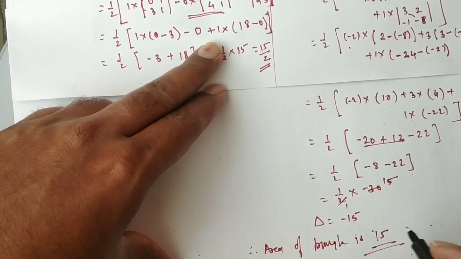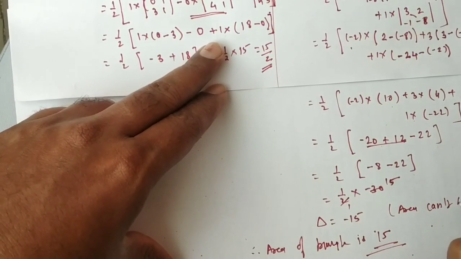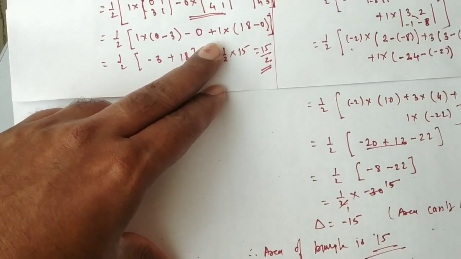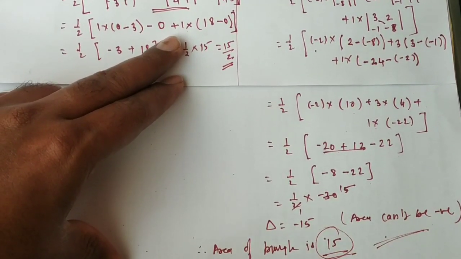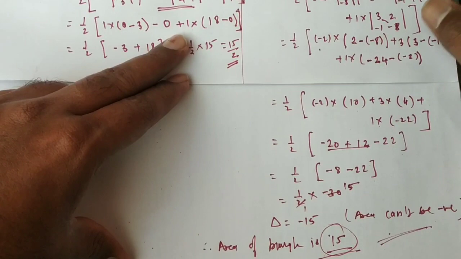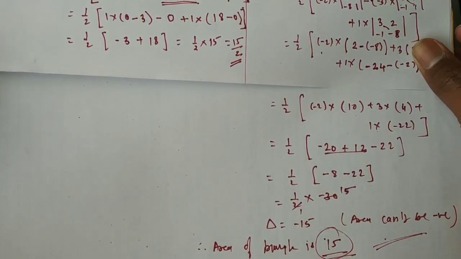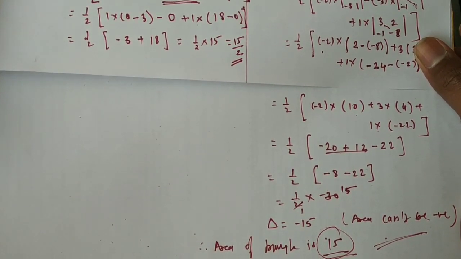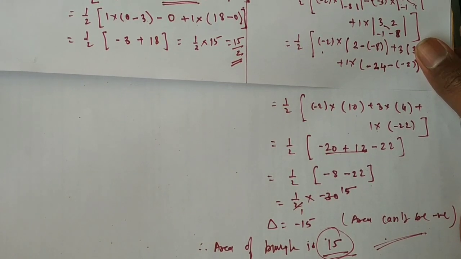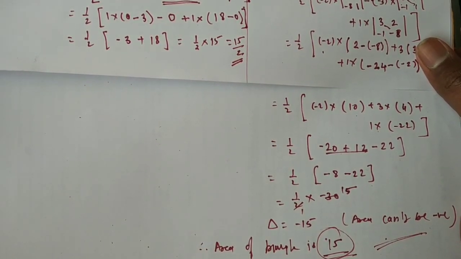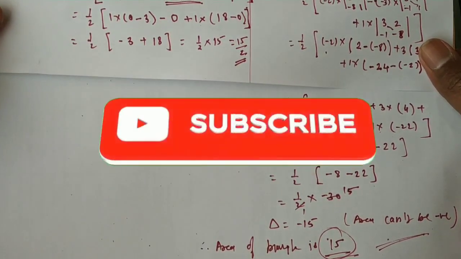The area of the triangle is 15, because area cannot be negative. That's why we have to write the area as a positive value. So these are the two problems on the area of a triangle. If you understood this, please solve many more problems. Try to practice it, because this question is for 4 marks, so it will benefit your exam also. Okay, thank you very much.